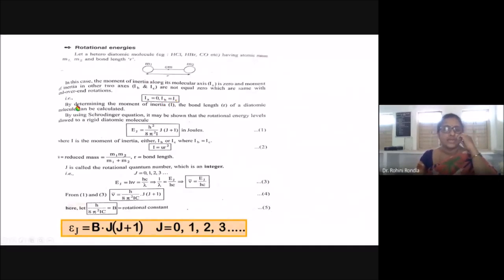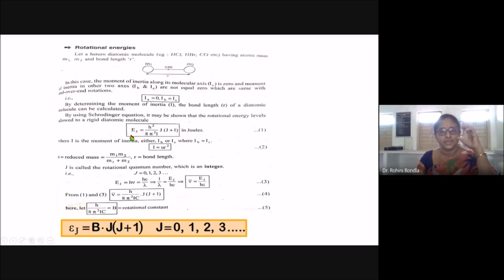So by determining the moment of inertia, the bond length of diatomic molecules can be calculated. If we know the moment of inertia, we can calculate bond length values. Let us see. Here you are seeing one equation, EJ, that is rotational energy levels.